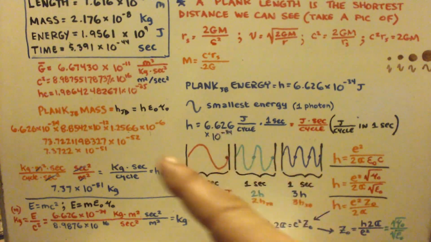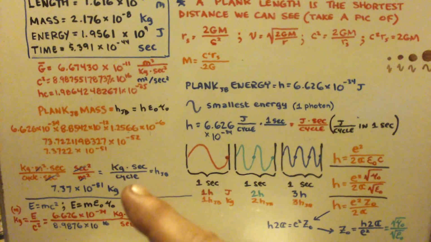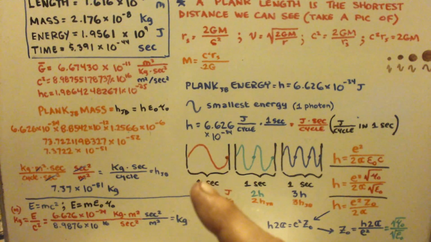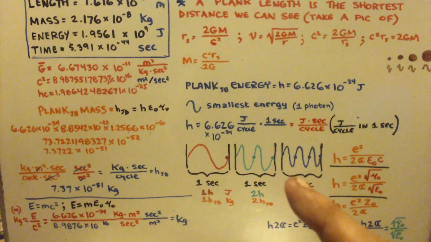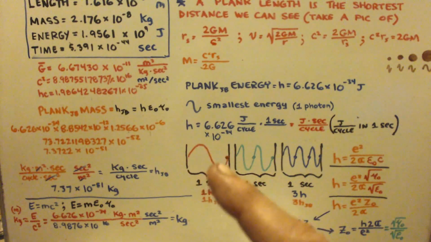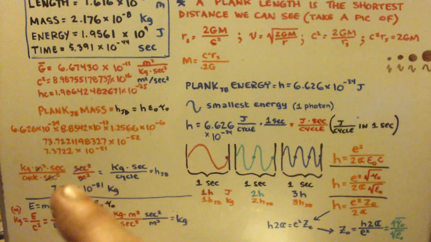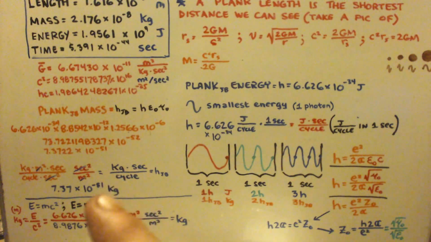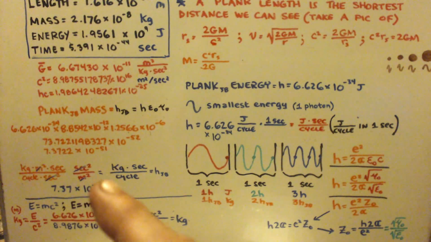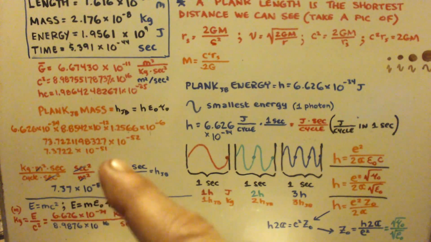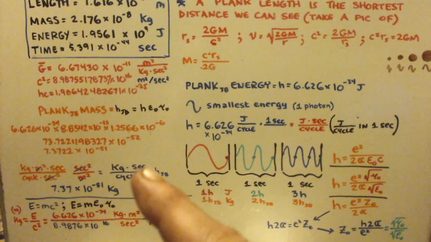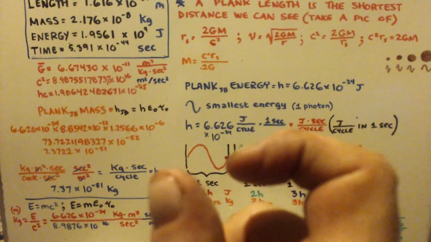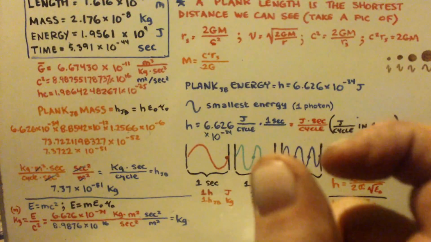So this is the same thing. It's a kilogram second per cycle. You take a second, right? Here's a second, here's a second, here's a second, right? Each one of these cycles, right? Because you get 7.37 times 10 to the negative 51 kilograms per cycle. Kilogram per cycle. You take it, and that's from a second. This is a second. This is a second. This is a second.